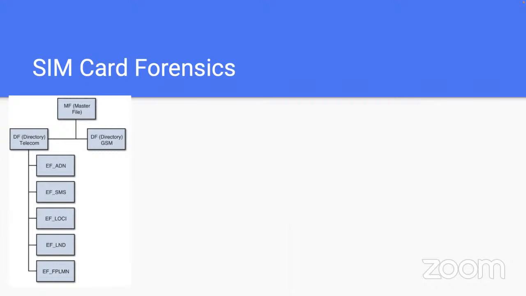And the last one, FPLMN, is the Forbidden Public Land Mobile Network. Any cell networks the device attempted to connect to but was not authorized to. This is all useful information to know where a suspect was located.